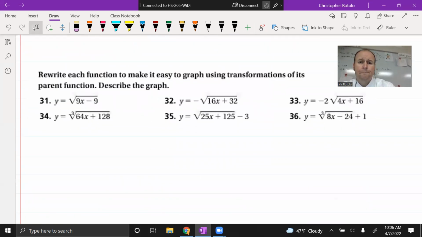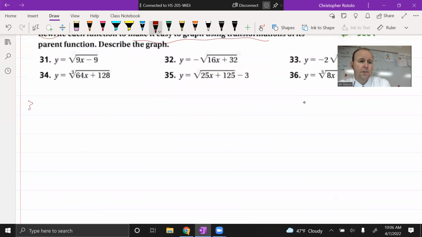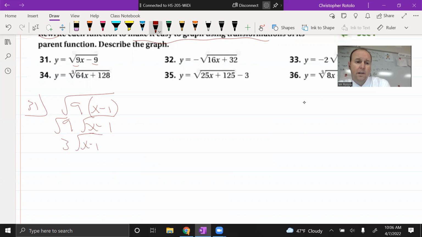All right. So if we want to make some of these easier to graph, what we can do is rewrite it. So 31, let's just pull this out. What I can do with my square root of 9 is, notice I have a GCF of 9. So I can do the square root of 9 and then x minus 1. But what is the square root of 9? So I can actually separate these as the square root of 9 and the square root of x minus 1. So it's 3 square root of x minus 1. So I see I have a vertical stretch of 3 and then an x minus 1. So that's all we're doing here.